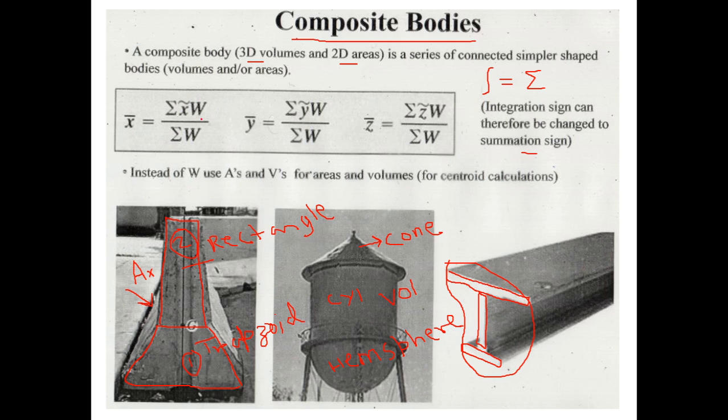And if you want to find the values of centroid, then just replace these w's with A or V. If you are finding the centroid of an area, then just replace this w with A, and if you are finding the centroid of a volume, just replace this w with V. So nothing changed, you have just replaced the integration sign with the summation sign for composite bodies. And remember that composite bodies will always have simple shapes for which you can have simple formulas available.